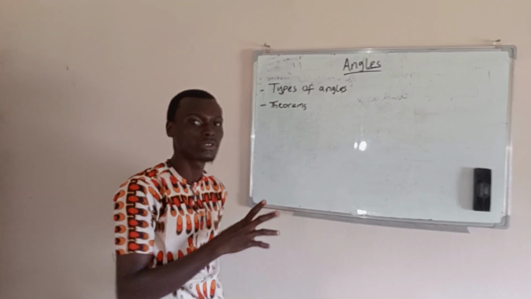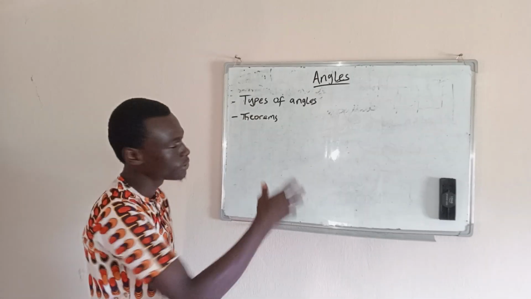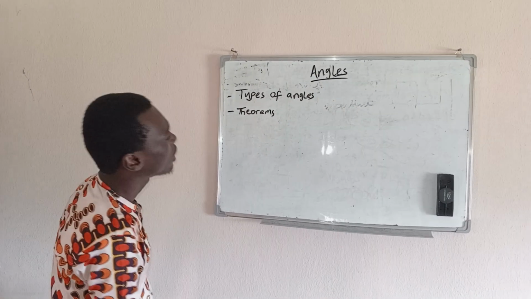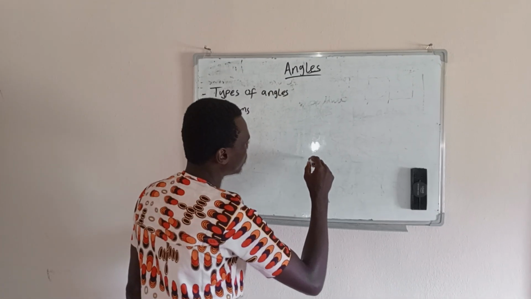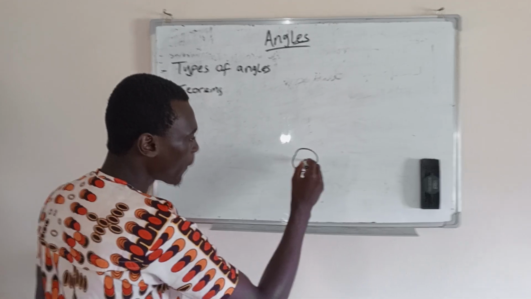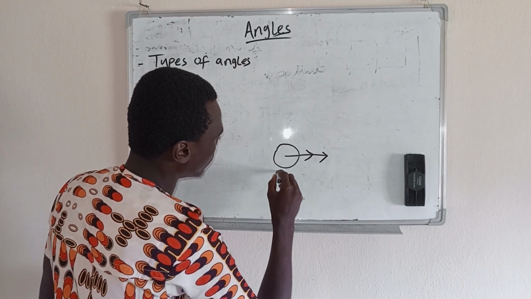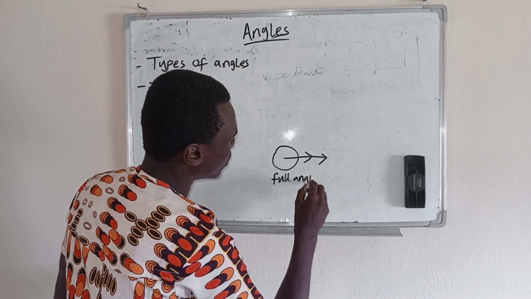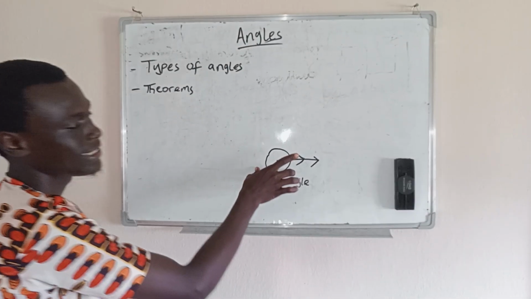We are going to continue from our last class, and today we are going to look at types of angles and some theorems used in angles. Starting from types of angles, I would like to start with the first one, which is the full angle. Something like this. Full angle. This full angle sums up to 360 degrees.